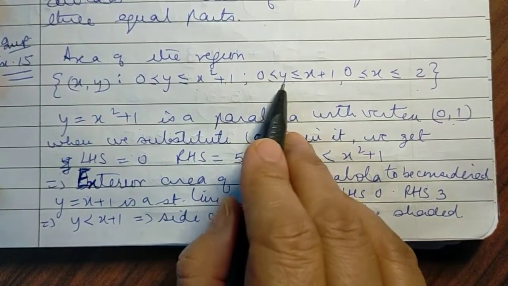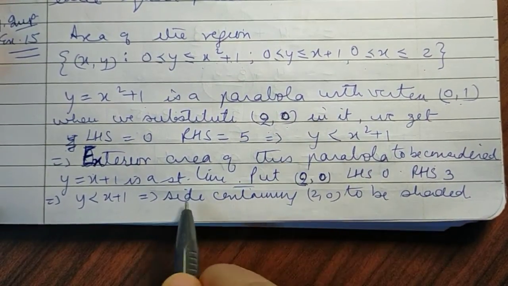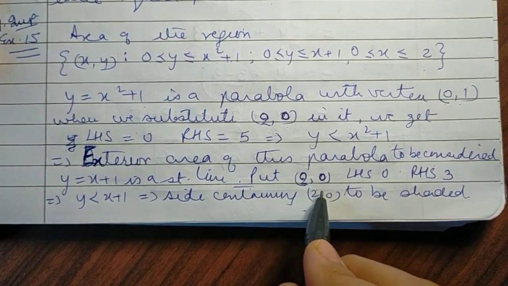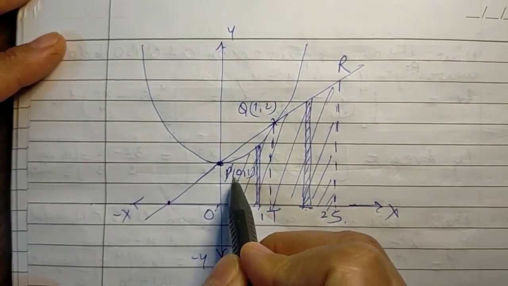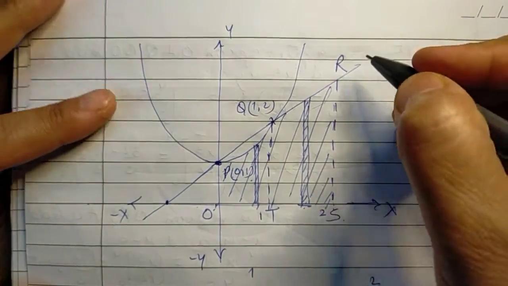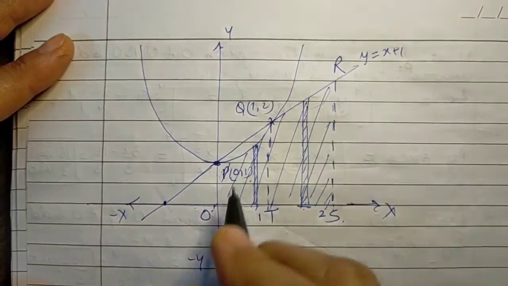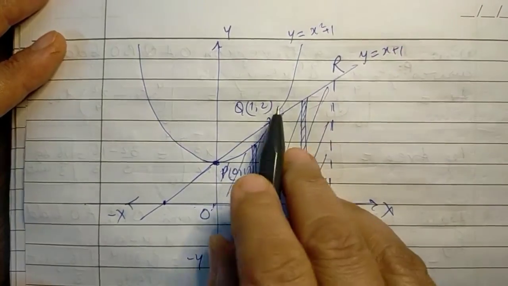Similarly, this is a straight line, y equal to x plus 1. So again we put the same point and see that the point is satisfied. So the side containing this point would be the shaded area. Now let's plot the curve. When we draw the curve, the parabola is something like this, having vertex as (0, 1). The straight line is y equal to x plus 1, and the parabola is y equal to x squared plus 1.